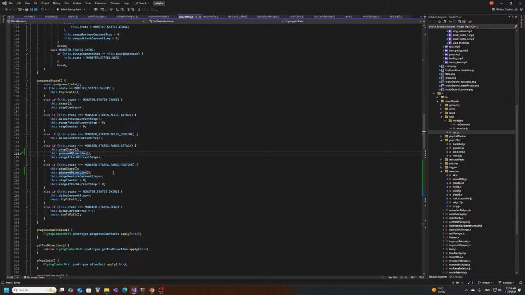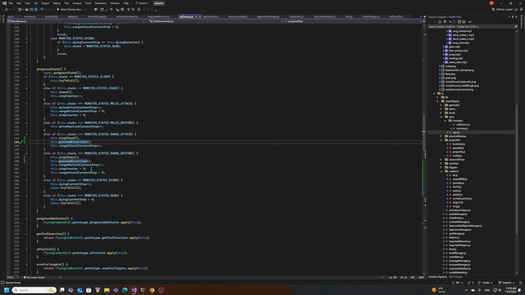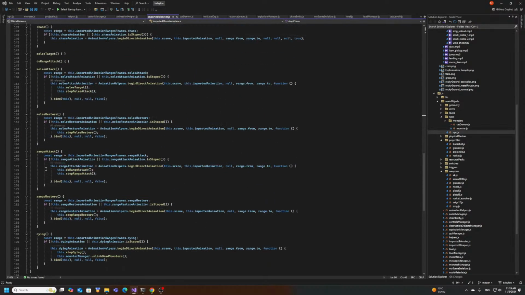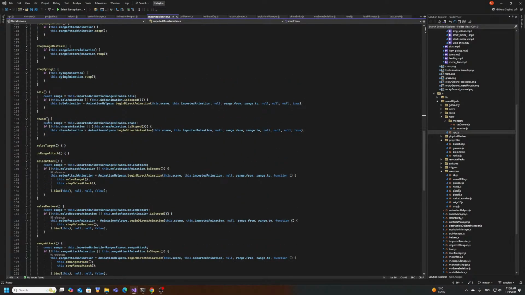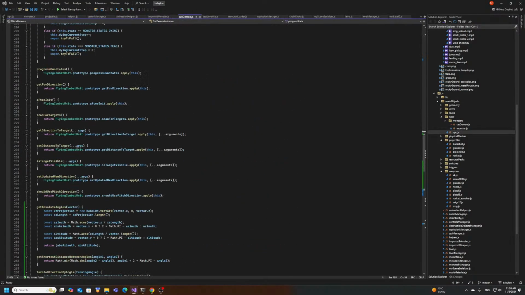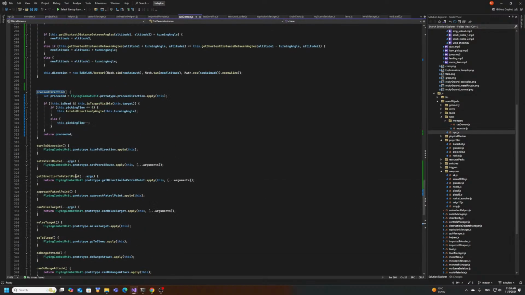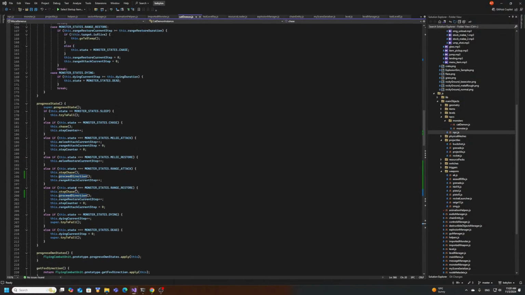Okay, let's try something else. Let's try to see why it stops. So normally here it calls chase, but here it, probably I know. Oh no, actually it just runs animation here and no, my guess was wrong. So here it just launches animation and proceeds constantly. When we switch state, it stops animation but still proceeds.